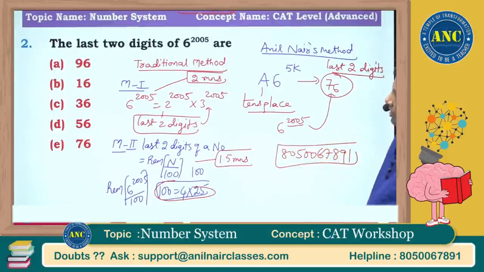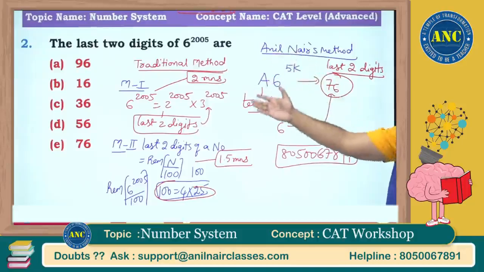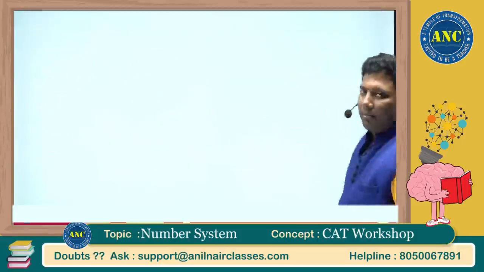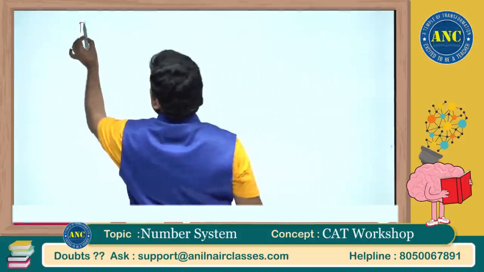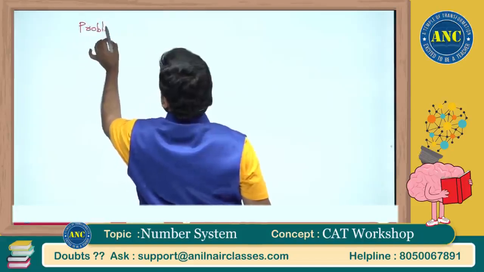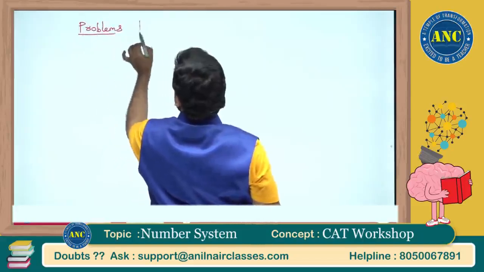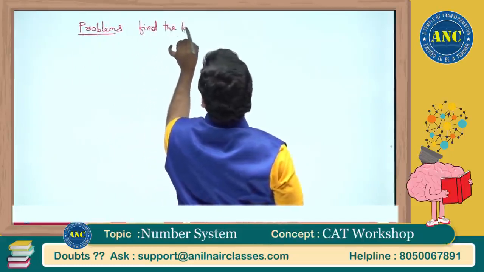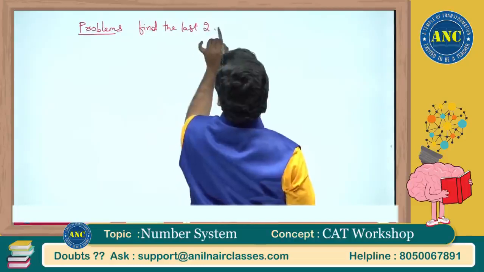Last two digits of 6 power 2005: you don't need to use method 1 and method 2. Directly you can use this. Some problems we will solve. Find the last two digits for.